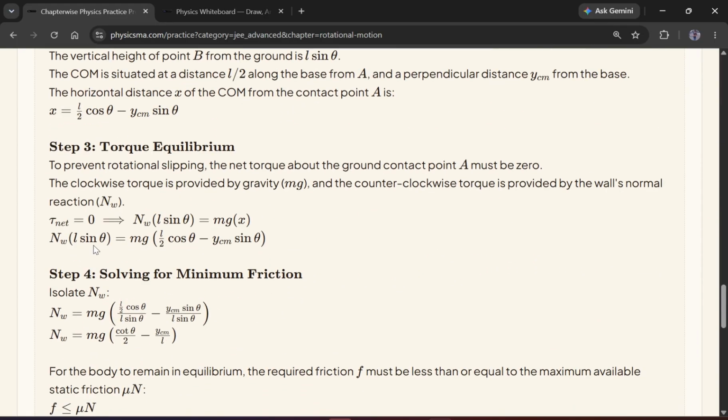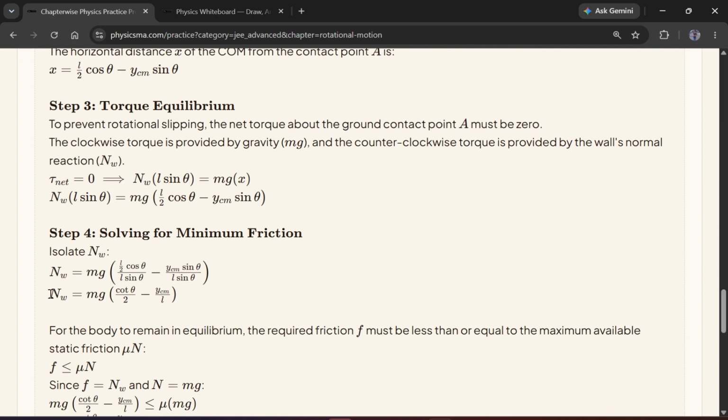So NW into L sine theta, torque of NW, is equal to mg into x, and the value of x we have already calculated: L by 2 cos theta minus YCM sine theta. So if you put that in, you are getting NW, and L, by the way, will be out, and then you will be getting mg into cos theta by sine theta. You can bring this to the right hand side. So it will become cot theta by 2 minus YCM by L, and sine theta gets cut.